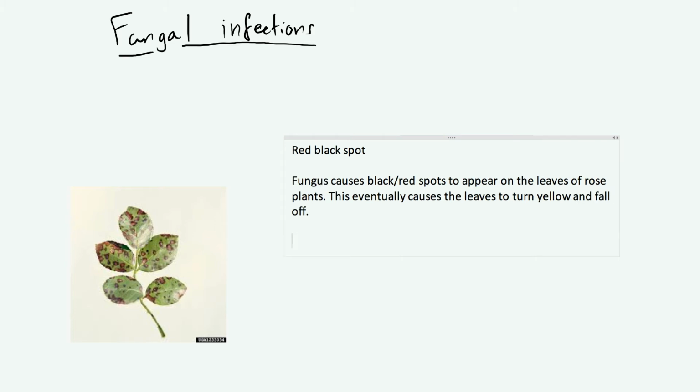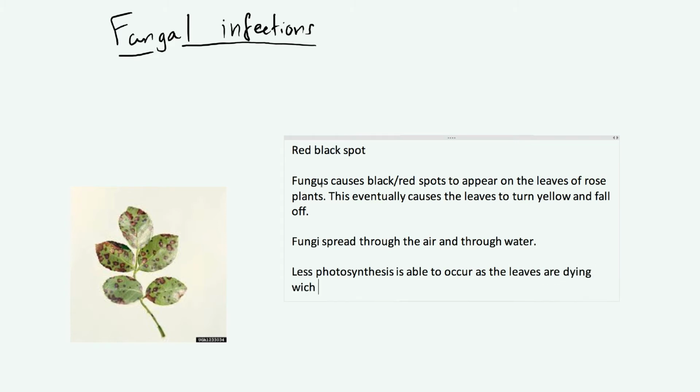All right, and now the fungi spread through the air and through water. So through the air and through water, that's how these can spread the infection. Now this is a problem because as there are less leaves, it means that less photosynthesis can happen. So less photosynthesis is able to occur as the leaves are dying, which affects the growth of the plant.